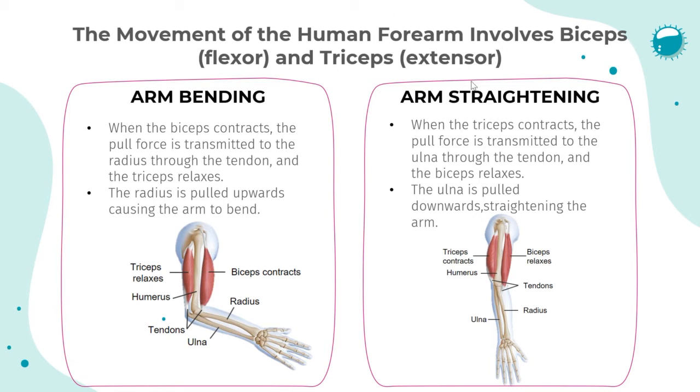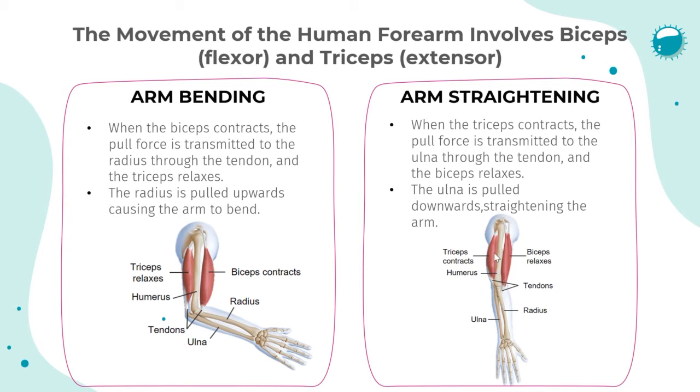Now we go to the situation when the arm is straightening, when we straighten our arm. When the tricep contracts, it will become shortened and create a pull force. Then the pull force is transmitted to the ulna. So this is referred to as the ulna.